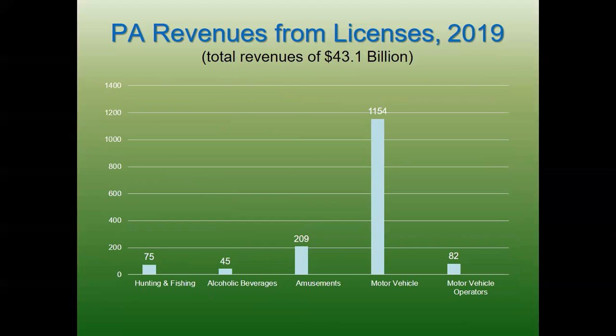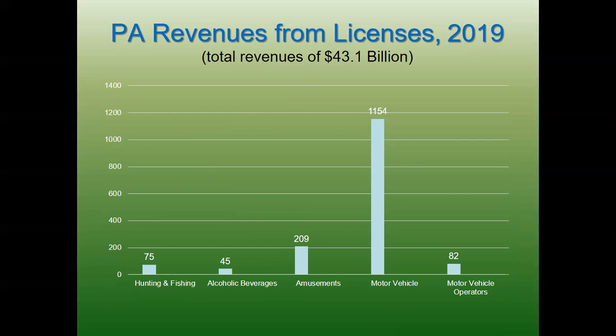So to give you an idea here, again, looking at 2019 in Pennsylvania, on revenues of $43.1 billion, we get about $1.15 billion from our motor vehicle license taxes. So you pay $36 or so every year to register your car, and that adds up. So that's a source of revenue that goes to PennDOT.